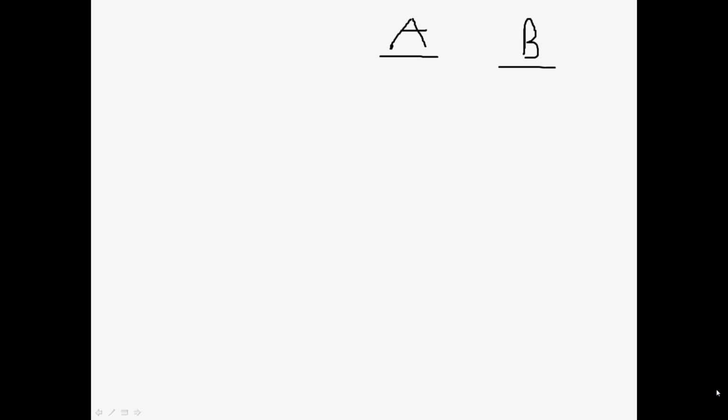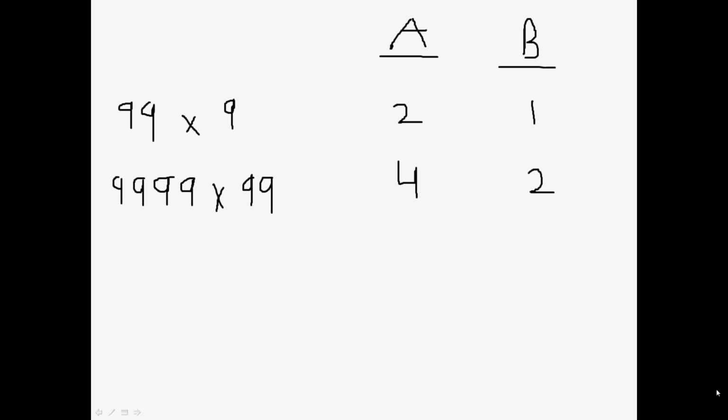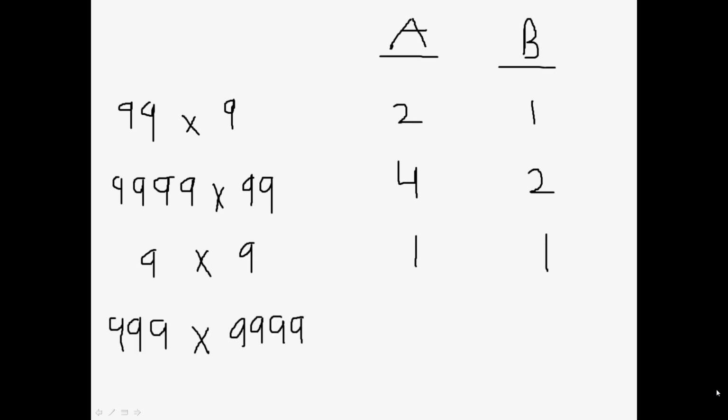So I'm just going to set up a table of values here, just to demonstrate what I mean by A and B, because when I showed this to some of my friends, they were like, what are you talking about? So this is what I'm talking about. If you have 99 times 9, A is going to be 2 and B is going to be 1. If you have 9,999 times 99, A is going to be 4 and B is going to be 2. If you have 9 times 9, they're both going to be 1. And if you have 999 times 9,999, A is going to be 4 and B is going to be 3. Don't get fooled by the whole order thing. We just swap them. That's all there is to it.